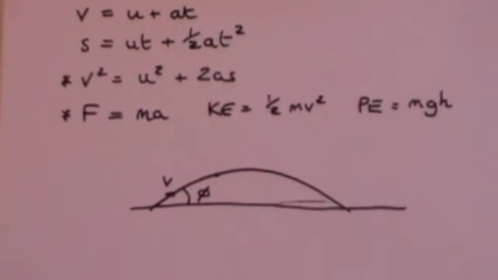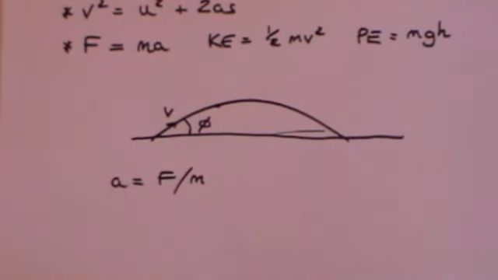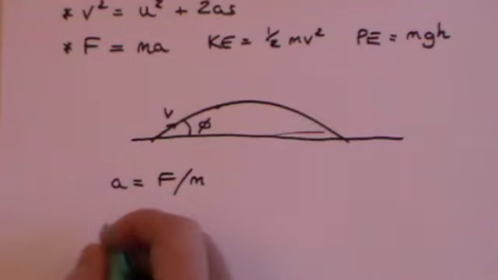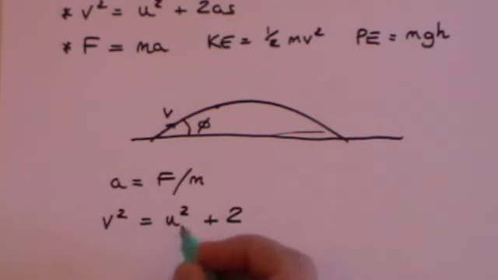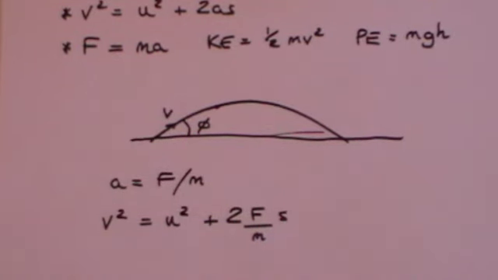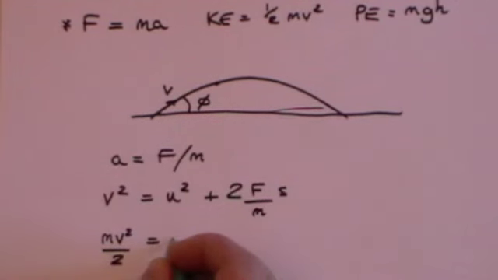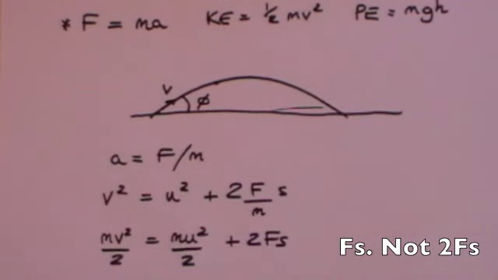If F equals ma, then I hope you will agree that a is equal to F over m. That's F equals ma, just written a different way. And that means I can now write the formula v squared equals u squared plus 2as in this way: v squared equals u squared plus 2 times F over m, times s. s is the distance, remember. And now if I multiply through on all sides by m over 2, I will get that mv squared over 2 equals mu squared over 2 plus 2Fs, simply by multiplying through by m over 2.